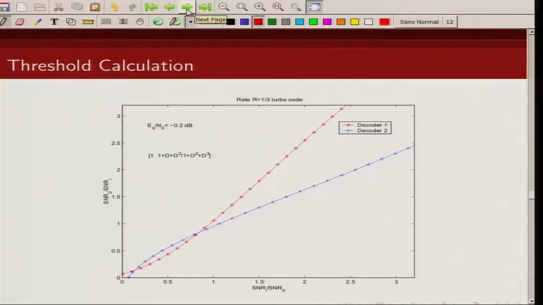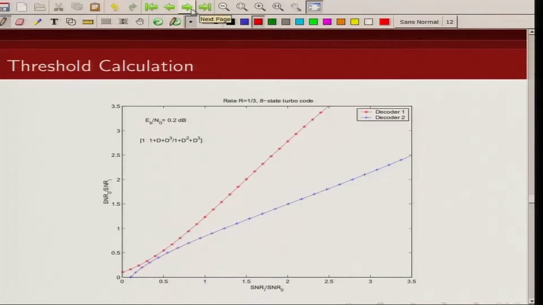This is one example. Now, note here, this is plotted for a channel operating SNR of minus 0.2 dB. The red curve is my decoder 1, and the blue curve is decoder 2. Note that these two are crossing each other, so there is no tunnel. Now, same code, I increased my SNR and made it 0.2 dB. Now, you can see there is a tunnel between them.